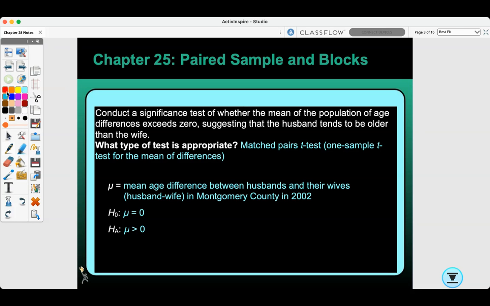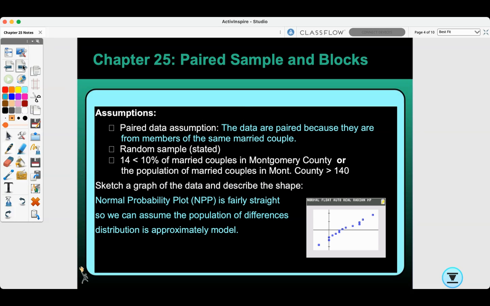Our parameter mu is the mean age difference between husbands and their wives, so husband minus wife, in Montgomery County in 2002. Our null hypothesis is mu equals 0. Our alternative hypothesis is mu is greater than 0. Our assumptions, paired data assumption. The data are paired because they are from members of the same married couple. And it was stated that it's a random sample. And 14 couples is less than 10% of all married couples in Montgomery County. Or you could state the population of married couples in Montgomery County is greater than 140.